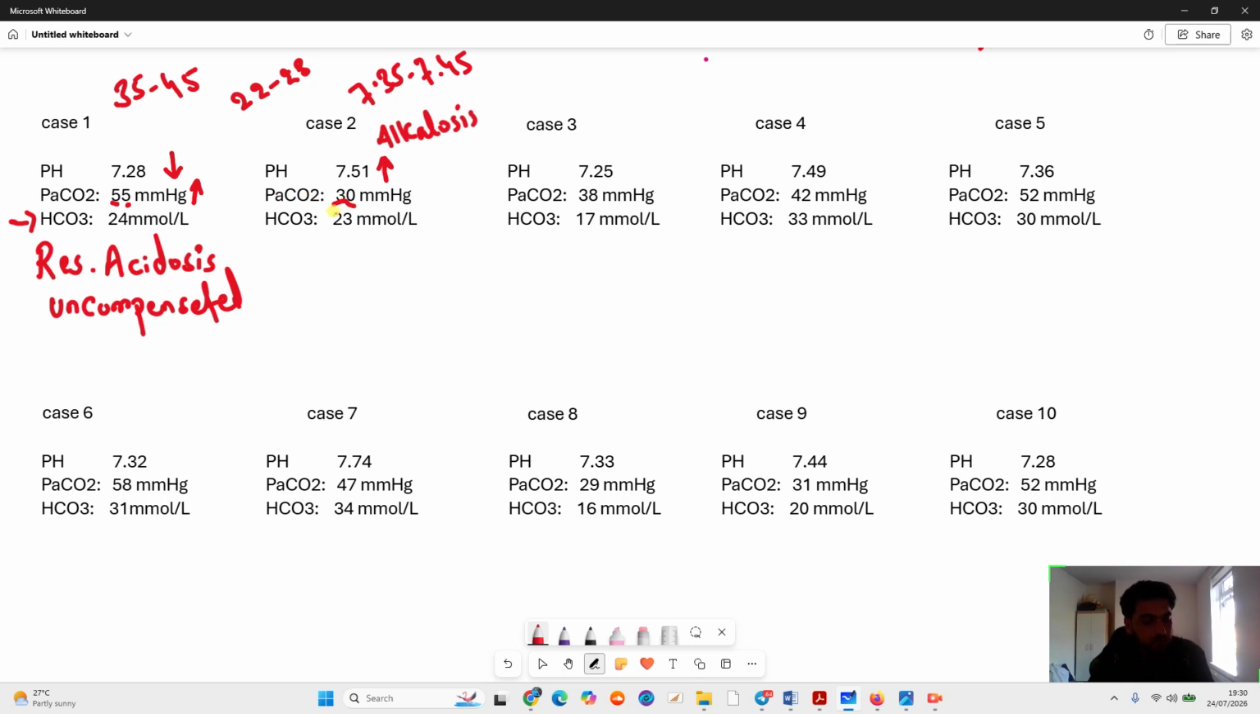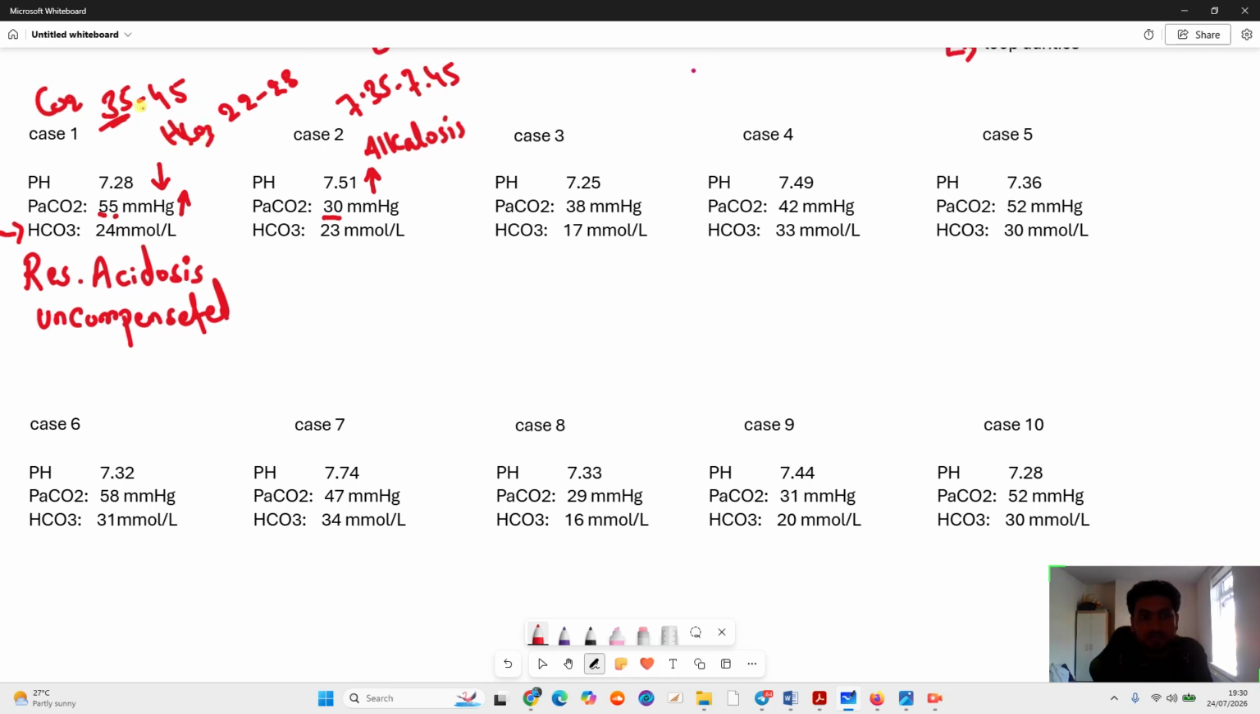Okay. Look at the other parameter. Carbon dioxide is 30. So when it's 30, it's less than the normal level. So it means the respiratory system is involved in that. Look, the bicarbonate is in a normal range. So how can we say it? Respiratory alkalosis.